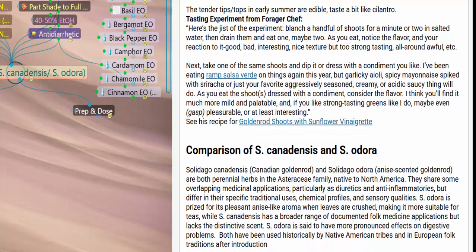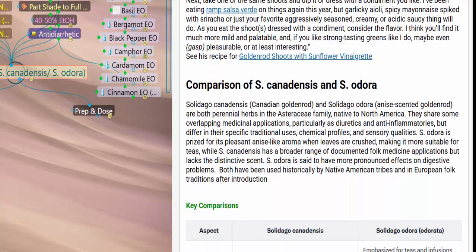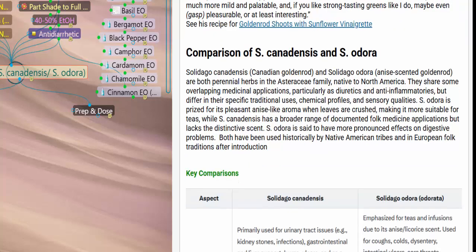Now, how do we compare canadensis and odora? That's why I've combined these together here. Solidago odora, sometimes called anise-scented goldenrod or sweet goldenrod, and the Canadian goldenrod are both perennial and native to North America. By the way, all of the goldenrods are indigenous and native to North America.